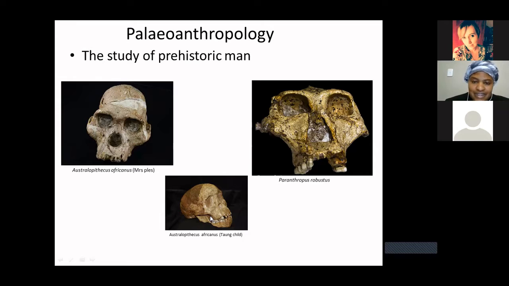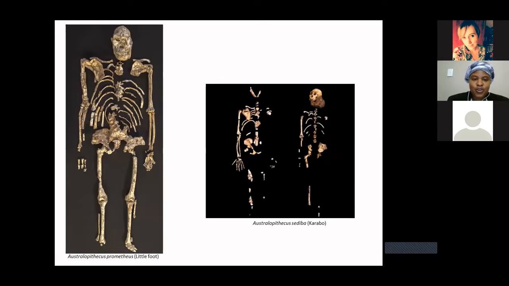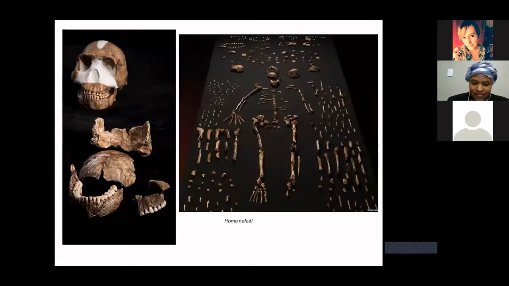curated at this university. Additional to this will be Australopithecus prometheus, that will be Little Foot, and Australopithecus sediba. And then we have Homo naledi. Remember that all of these specimens that I have shown you support the notion that Africa is the cradle of humanity. They actually started those talks relating to the origin of mankind. They really strengthen the discussion that Africa is the cradle of humanity.